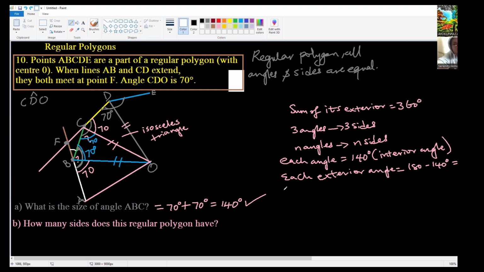So the sum of the exterior angles is 360, but we don't know the number of sides. So each angle, which is 40, times the number of angles will give us 360, because each one is 40 degrees. So if there are 2, that's 40 times 2. If there are 5, that's 40 times 5. And if there are 10, that's 40 times 10. Is that clear? So let us find n. n will be gotten by 360.